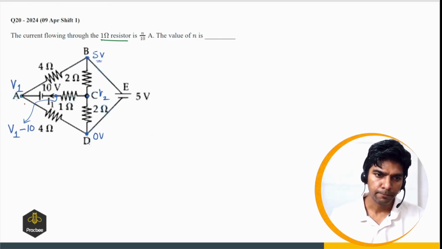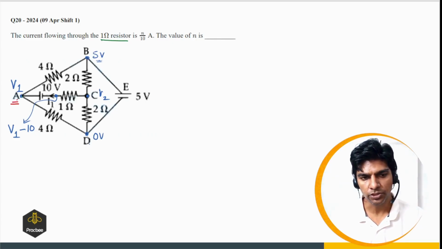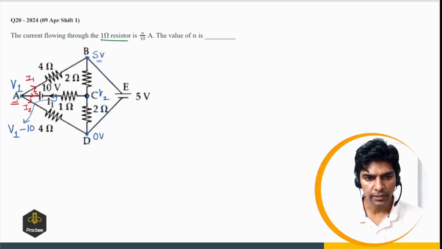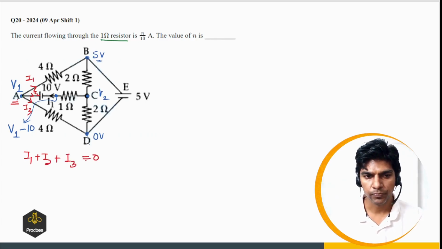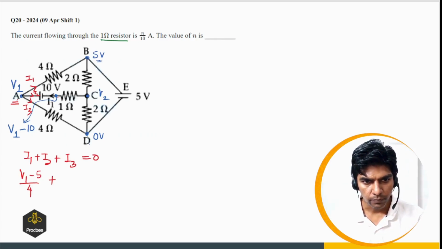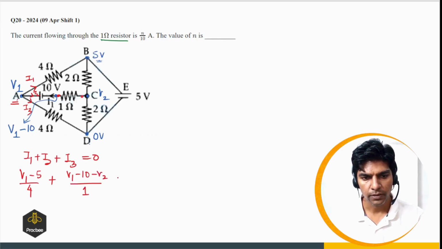Now if we consider junction A, we can say there is a current which is going in this direction, there is a current which is going in this direction, there is a current which is going in this direction. If this is I1, this is I2, and this is I3, then I1 plus I2 plus I3 should be 0 by junction law. And what is I1? I1 can be written as (V1 minus 5) divided by 4, and I2 will be the potential difference across the 1 ohm resistor, which will be (V1 minus 10 minus V2) divided by 1 ohm, and I3 is (V1 minus 0) divided by 4.